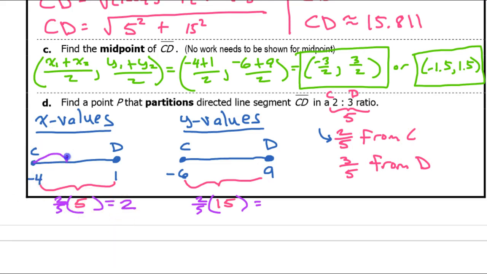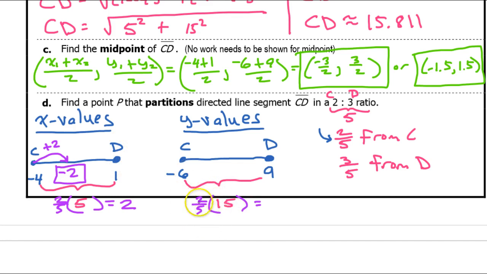I'm just going to go 2 units, like dink. So I went 2 units, so I put a +2. -4 plus 2 is -2. So that is the x value of my partition.